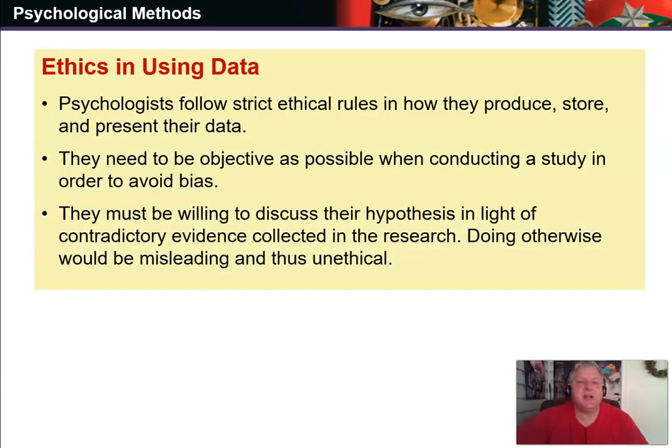Psychologists follow strict ethical rules in how they produce, store, and present their data. They need to be as objective as possible when they're conducting a study in order to avoid bias, and they must be willing to discuss their hypothesis in light of contradictory evidence collected in research. Doing otherwise would be misleading and thus unethical.